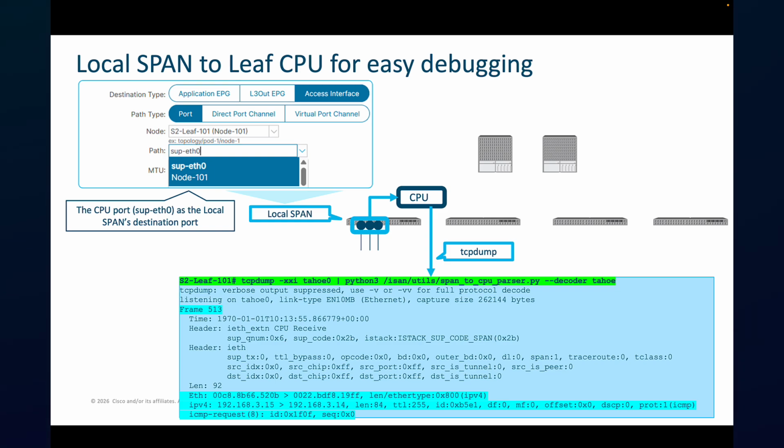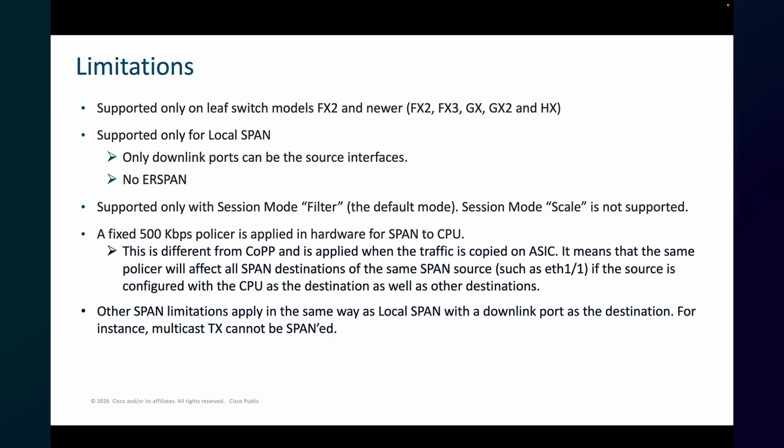Now, for those not familiar with span to CPU, it's like a local span where we mirror traffic to a host that's either locally attached to the leaf or remotely to another. However, here, we're actually going to mirror the traffic to the CPU of the local switch. Now, there are a few limitations listed here, and I'm not going to go through all of them, but I will call out a few.